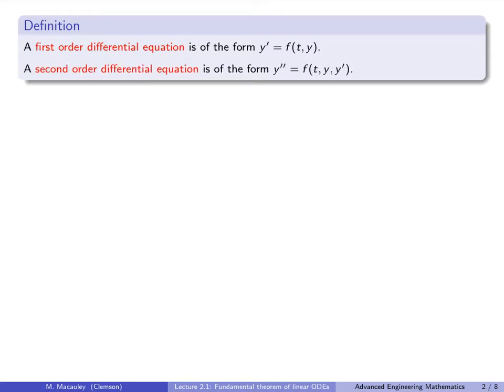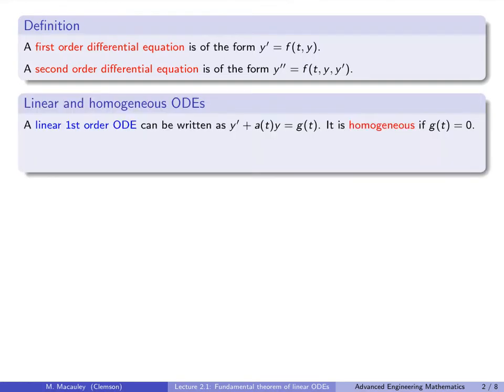Similarly, a second-order differential equation is of the following form. Y double prime equals some function or expression involving t, y, and y prime. So you know this, of course. Here's something that you may have forgotten. This is what a linear and homogeneous ODE is.